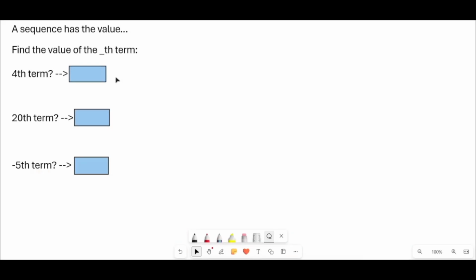Hey guys, today I'm going to be going over how to apply the nth term. So getting into it straight away, sometimes you'll get a question that says a sequence has the value and it will give you some kind of expression. It asks you to find the value of the something term.